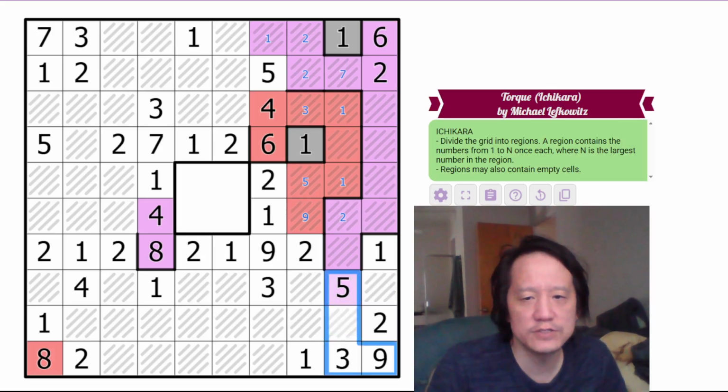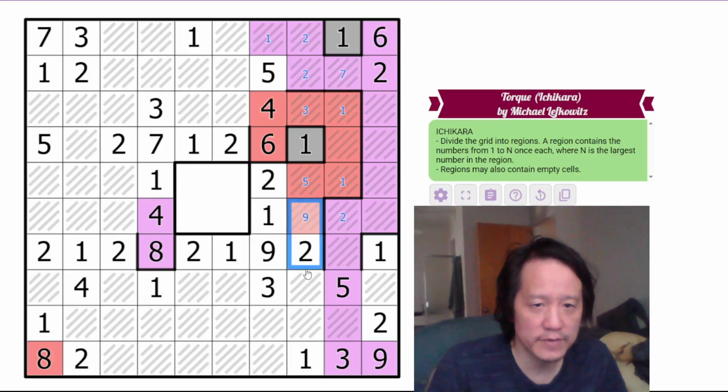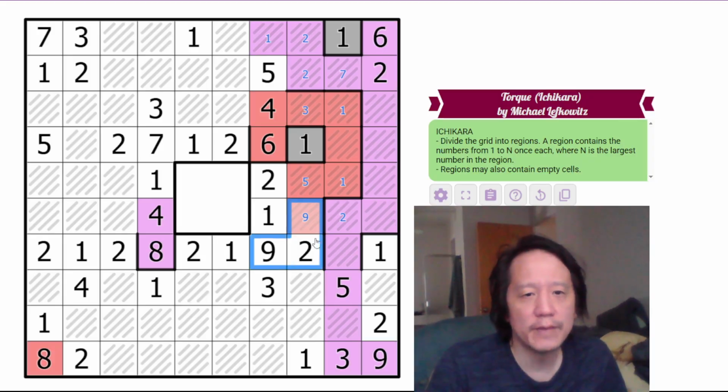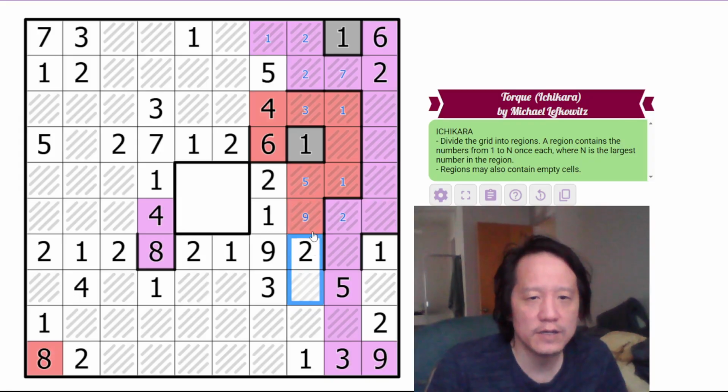Then it must connect to the 9 this way. And this red has to go through this way. To connect to 9, it must also connect to a space to get to the 8. So it has to go this way. So this is red, which means that's red.